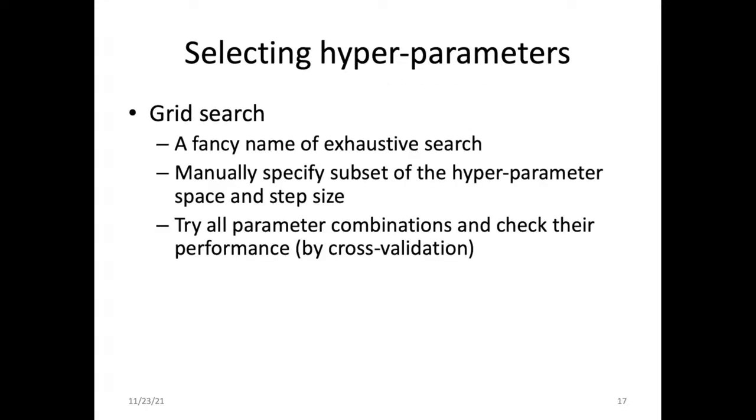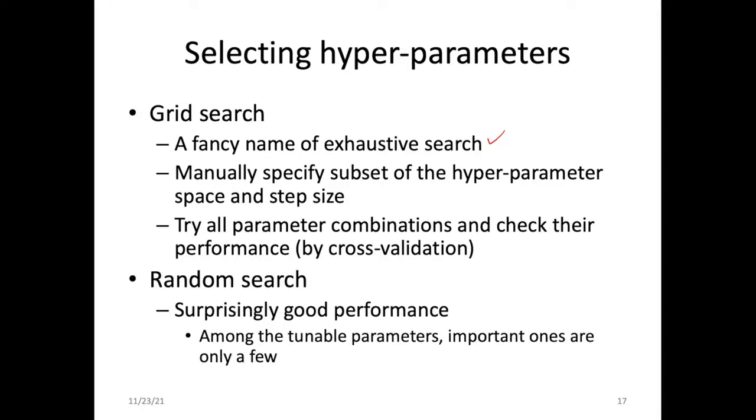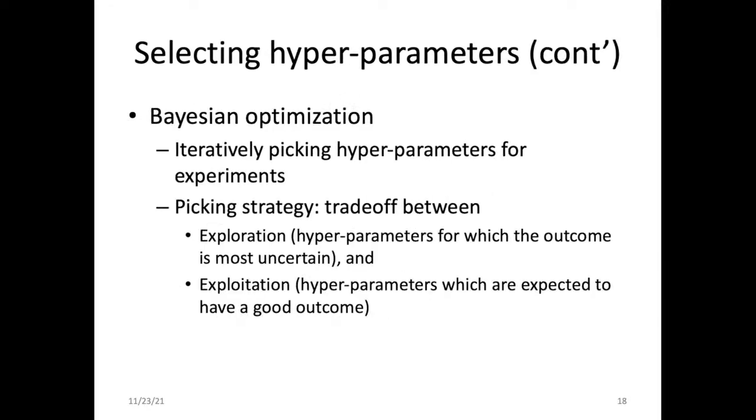So grid search is essentially just a fancy name for exhaustive search. Basically, you just try different values for a certain hyperparameter and see which one gives you a good result. And random search is just randomly picking some values for that hyperparameter and seeing which one gives you a good result. So let me give you a visual example.